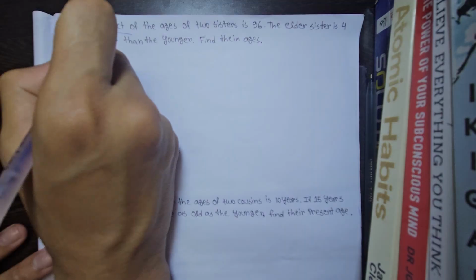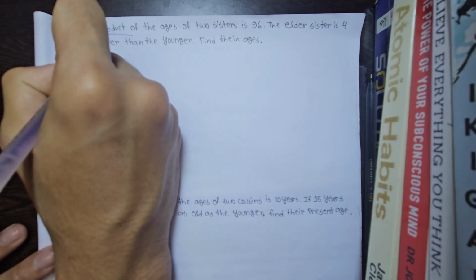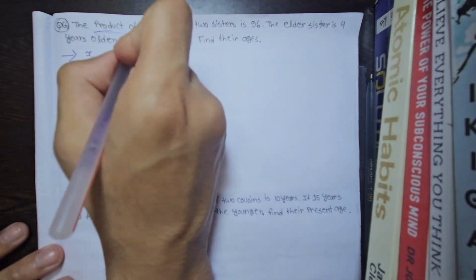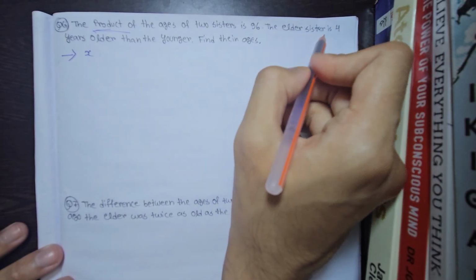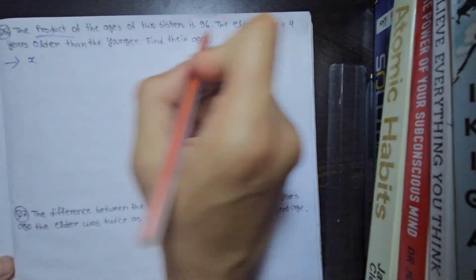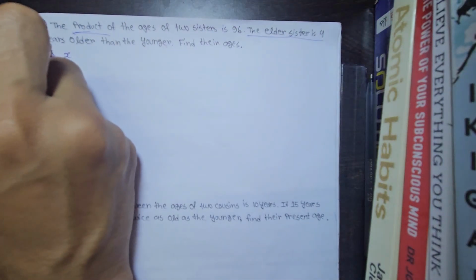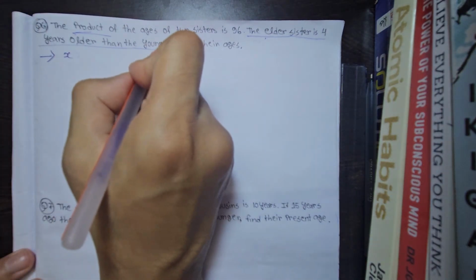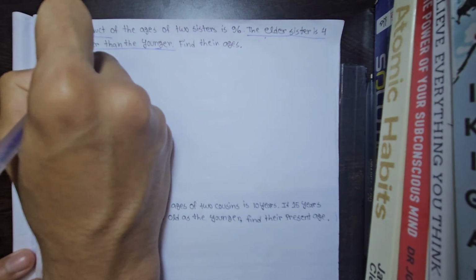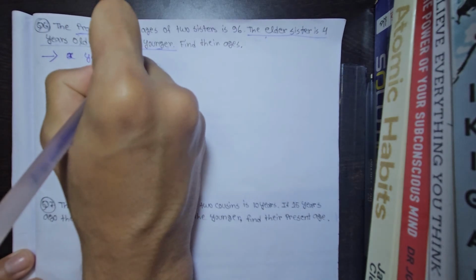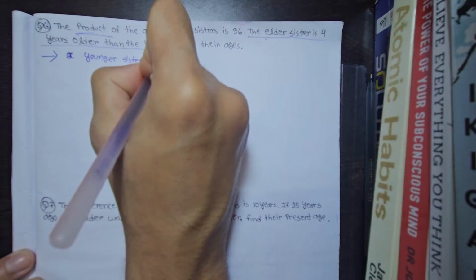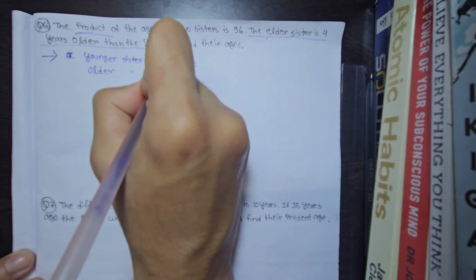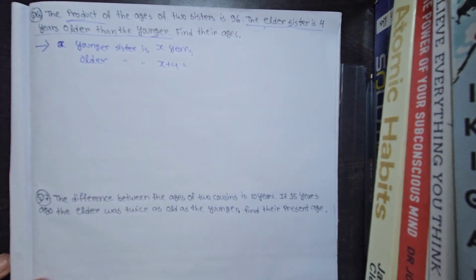So first let's assume that one sister is x and the other sister is x. The elder sister is 4 years older than the younger. So the big sister is 4 years older than the younger sister. That means if the younger sister is x years, the older sister is x plus 4 years. It's obvious.